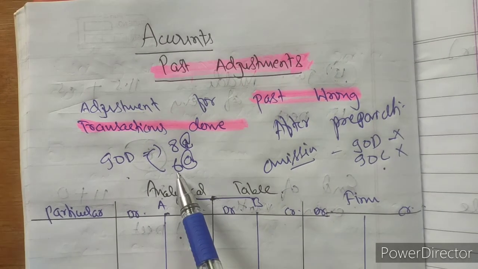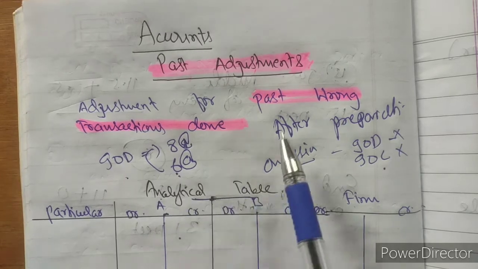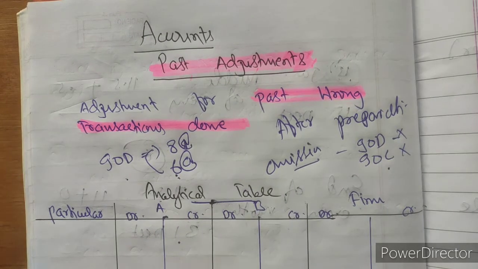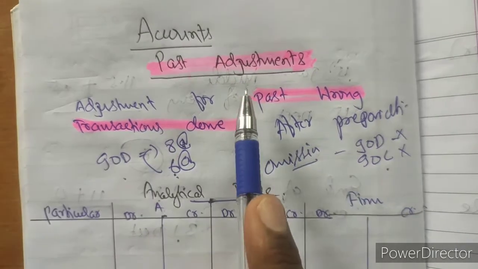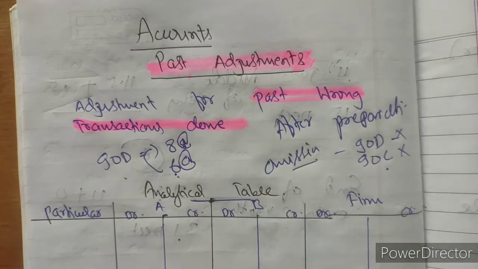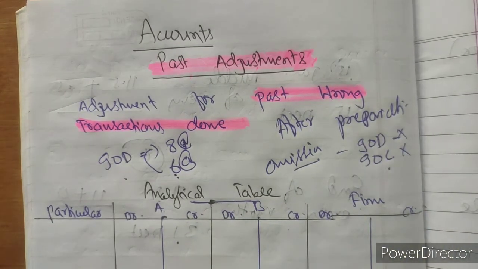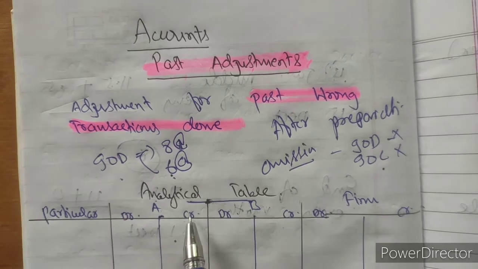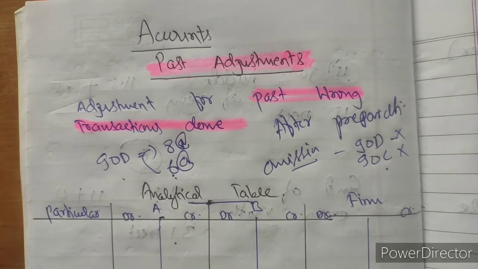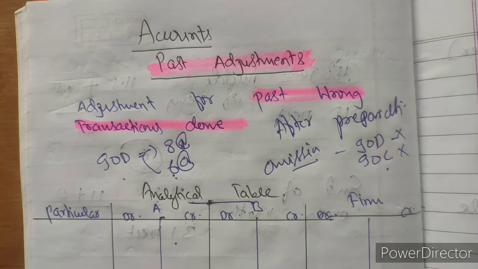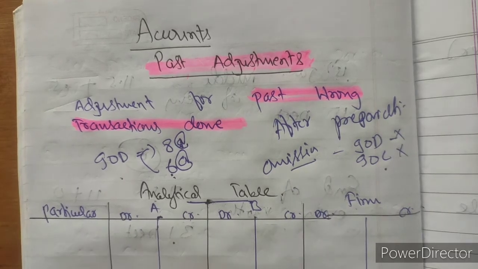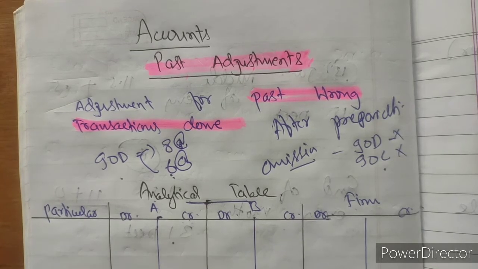To rectify these errors, to overcome these errors, we need to pass an adjustment entry, a single entry, which is known as past adjustment and also known as past adjustment entry. So here we will discuss this. To solve this, we will prepare one analytical table. There can be other ways of doing these questions also. You can do it directly by preparing the profit and loss appropriation account, but when there are adjustments of 3 and 4, it is difficult to do so, and then the analytical table is very helpful.